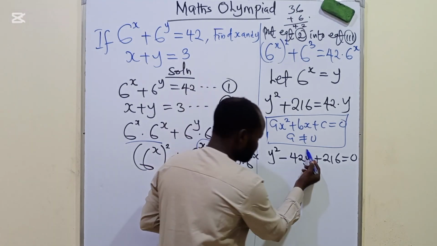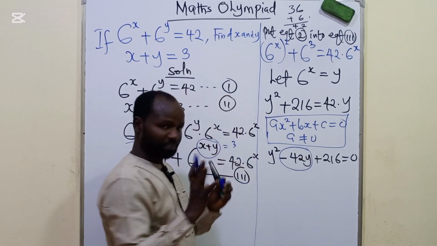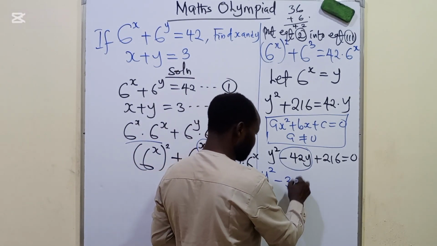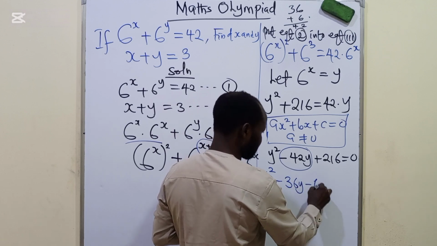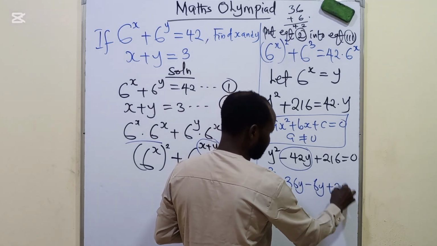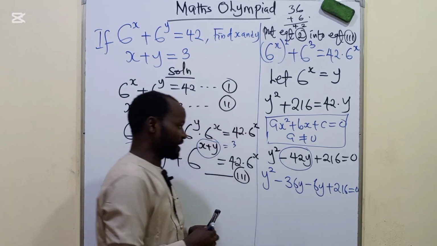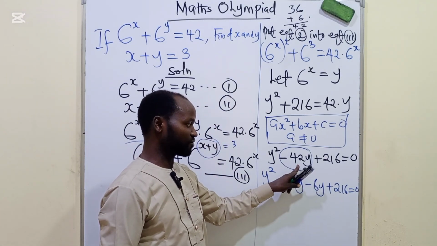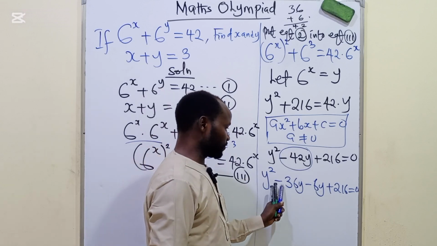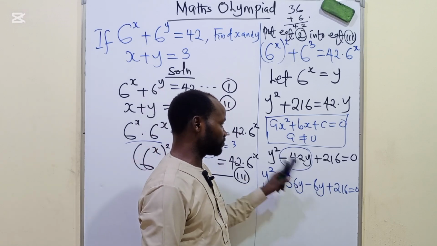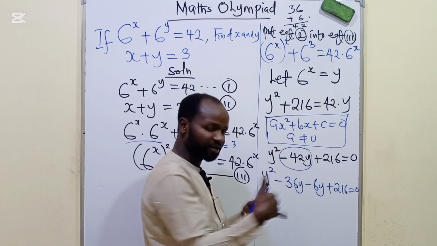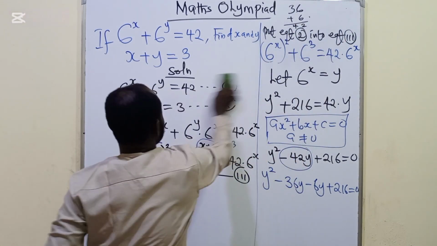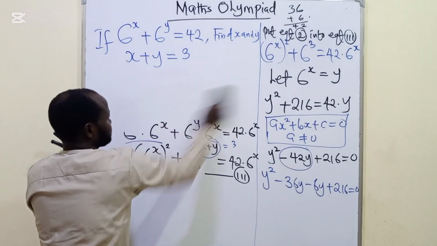So this middle term, we have to replace it with the two factors. Let me write this as y squared minus 36y minus 6y plus 216 equals 0. You realize that when you say minus 36y minus 6y, it will give us minus 42y. And when we say minus 36y times minus 6y, it will give us plus 216y squared. So these are the two factors. Very important.